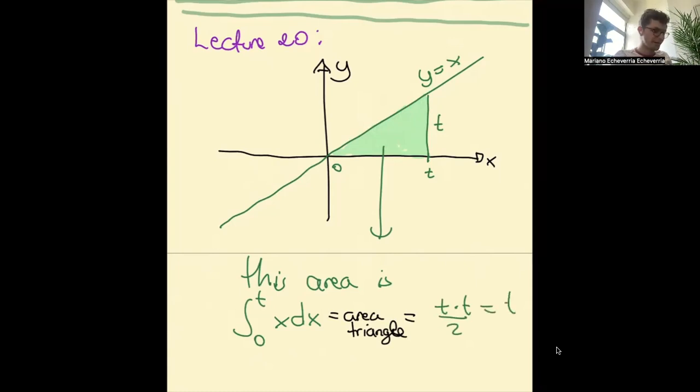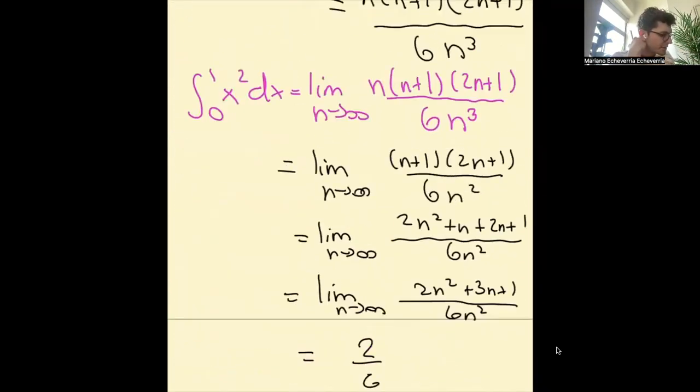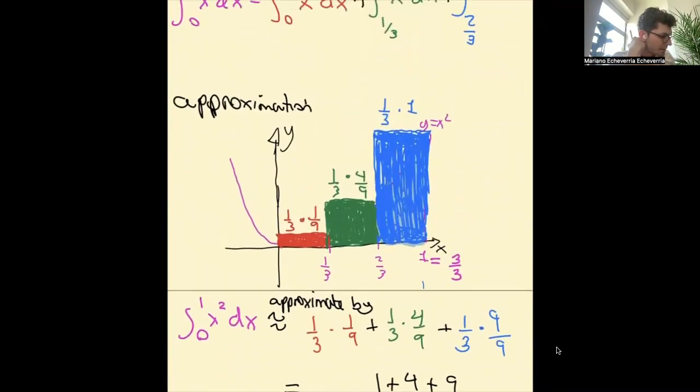Good, perfect. So whenever you plug in your favorite value of t, you get the formula for the area, right? So if t is 1, I believe it's what we had done before, right?